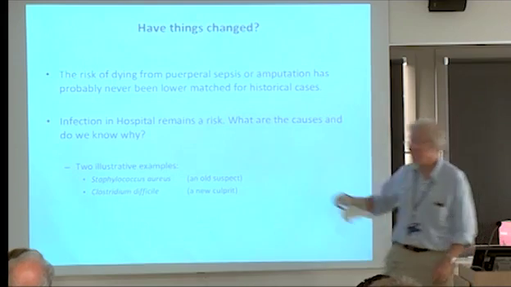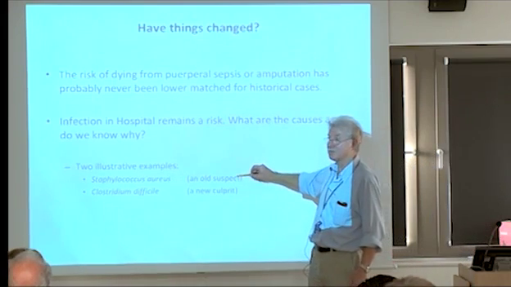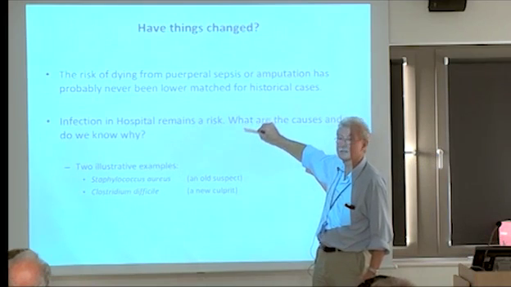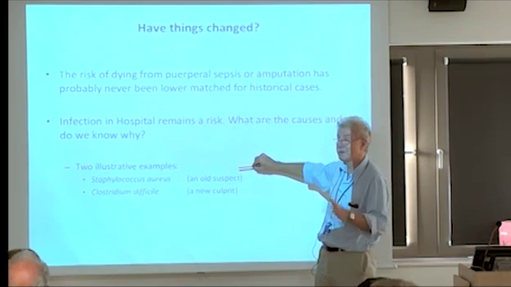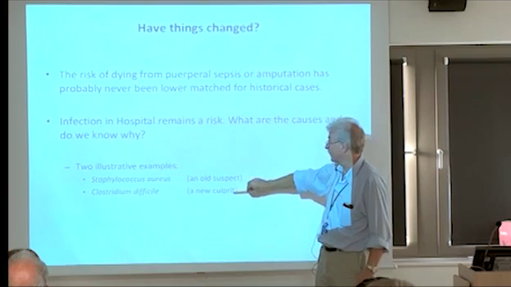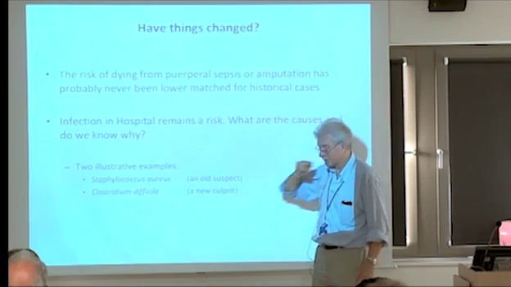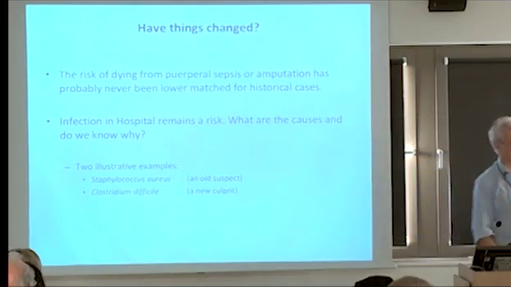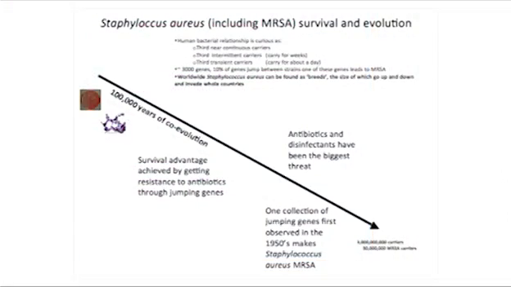Okay? Staph aureus, I might say, is the germ that was associated with death in the Lister cases, mainly. There was a little bit of Clostridium, but not this one, a different one. And that's still with us. So, Staph aureus.